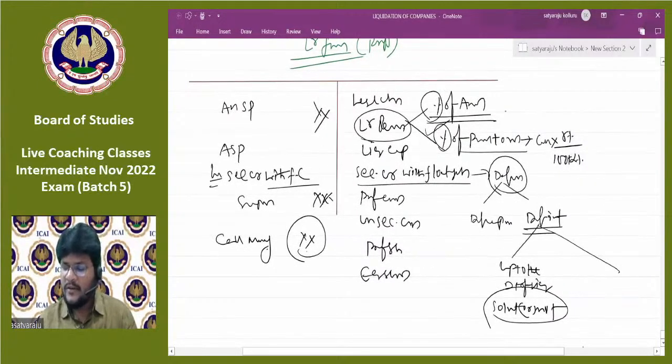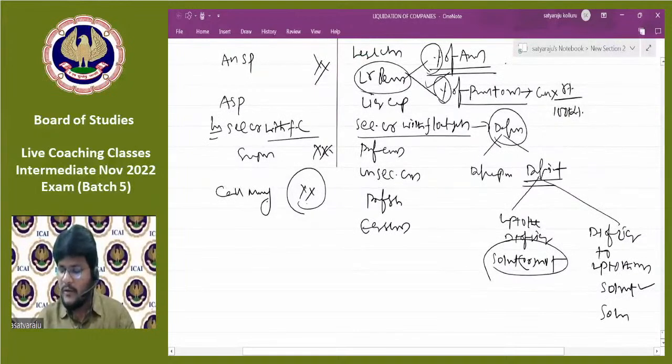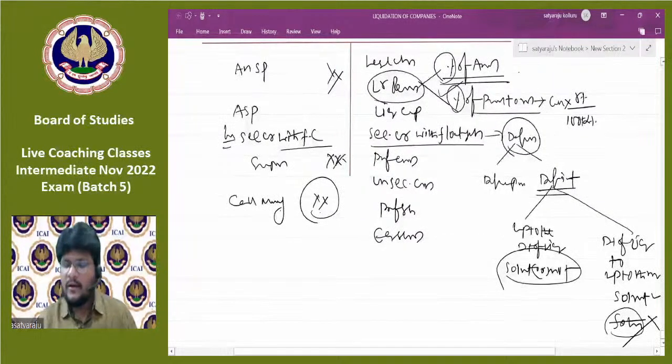But debenture interest from the date of liquidation up to the date of settlement, if the company is solvent, then only you need to pay. Sir, if the company is not solvent, or insolvent, sir, no need to pay. How do you know whether the company is solvent or not? If the liquidator is able to repay all the outside debts and still has surplus cash, then we can say the company is solvent. Otherwise, the company is insolvent.